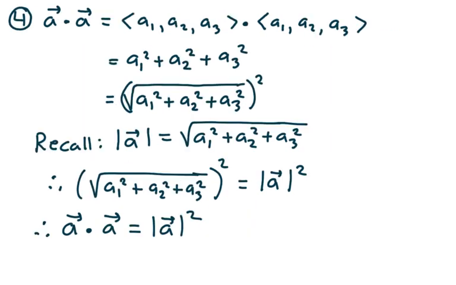Let's take a look at the proof of property 4. If I take A and dot it with itself, that's equal to the vector A1, A2, A3 dotted with A1, A2, A3. But this is equal to A1 squared plus A2 squared plus A3 squared, which is equal to the square root of A1 squared plus A2 squared plus A3 squared, squared. But remember, the length of A, in other words, the magnitude of A, is equal to the square root of A1 squared plus A2 squared plus A3 squared. And so the square root of A1 squared plus A2 squared plus A3 squared, squared, is equal to the magnitude of A squared. And we have just shown that A dot A is equal to the magnitude of A raised to the second power. And that's property 4.